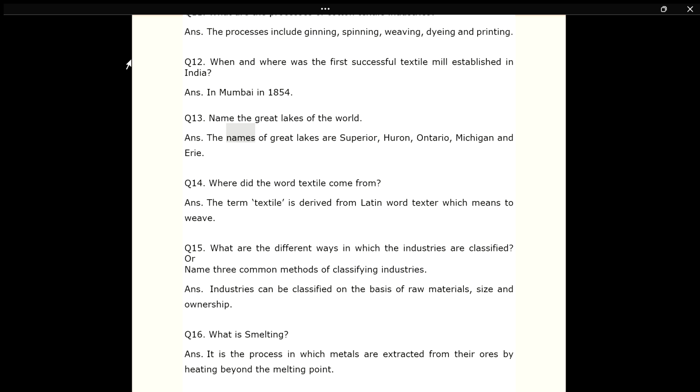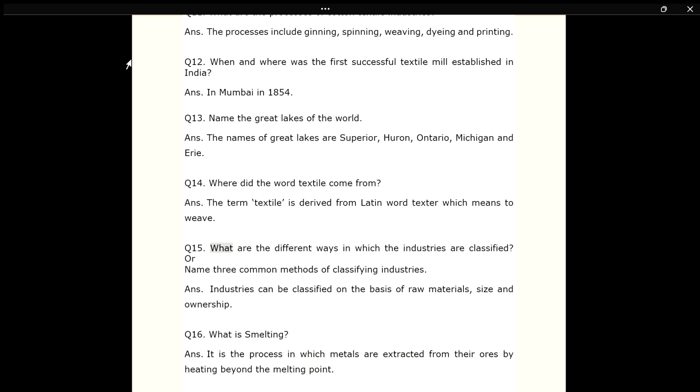Q13. Name the Great Lakes of the world. Ans. The names of the Great Lakes are Superior, Huron, Ontario, Michigan and Erie. Q14. Where did the word textile come from? Ans. The term textile is derived from the Latin word texta, which means to weave.